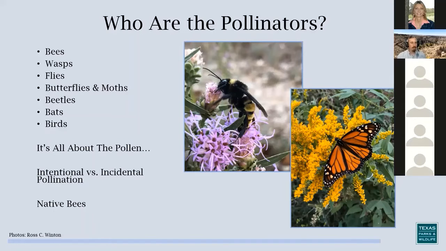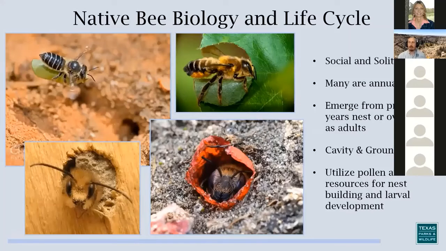So most of my talk is going to be framed around native bees. Pollinators is a catch-all phrase that's used, but for this specific context, I'm going to chat specifically about native bees. It's hard to discuss the impacts on all pollinators just because it's such a broad topic. So just a little bit of background on the biology of some of our native bees, especially in Texas.